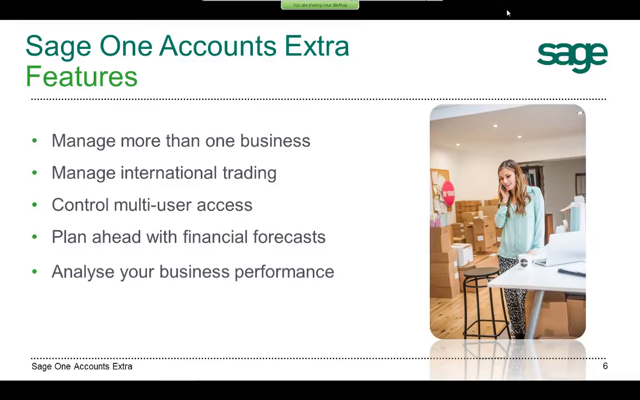In terms of analysing the business performance, when it comes to analysing costs and profits, you may want to break that down by things such as department or project or market sector or any other variables that are suitable for your client's business. So Sage 1 Accounts Extra gives you complete flexibility to define how to analyse your accounts, to see which areas of the business are performing well and where there's scope for improvement.